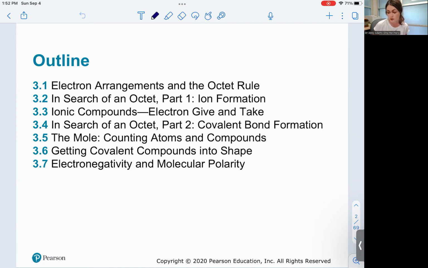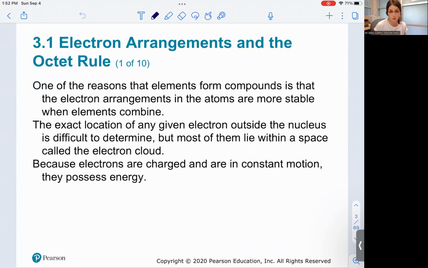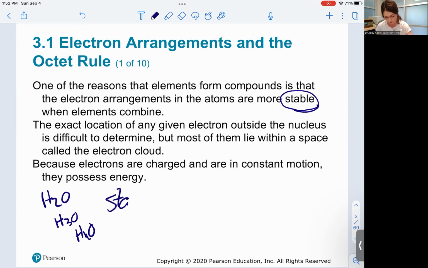Okay, so basically, why is water H2O? Why not H3O, H4O? Why do elements combine in the way that they combine? The answer to that question is stability. There's an advantage to those electron rearrangements, and that advantage is stability. It's all about stability.